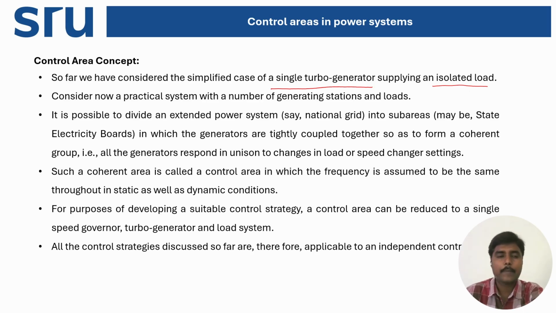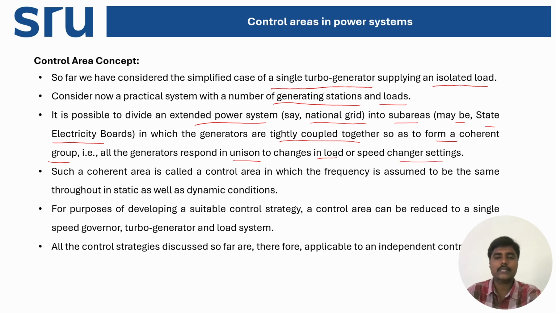But now consider a practical case where the real power system has a number of generating stations and also a number of loads. It is possible to divide an extended power system, for example the national grid, into sub areas. Probably you can call them state electricity boards, in which the generators are tightly coupled together so as to form a coherent group. Coupled together in the sense that all the generators will respond in unison to changes in the load or speed changer settings.